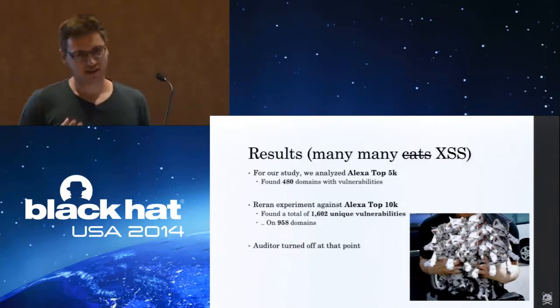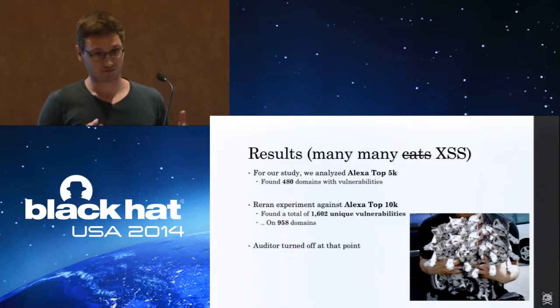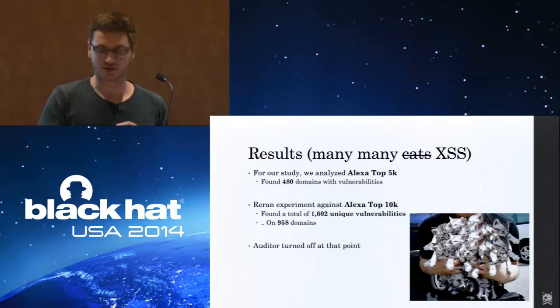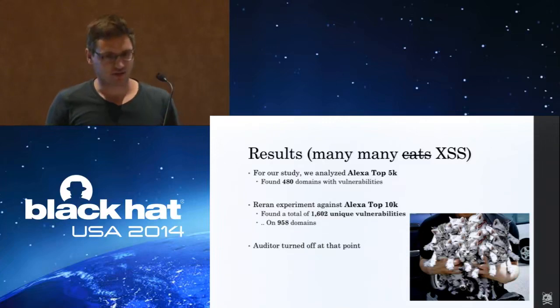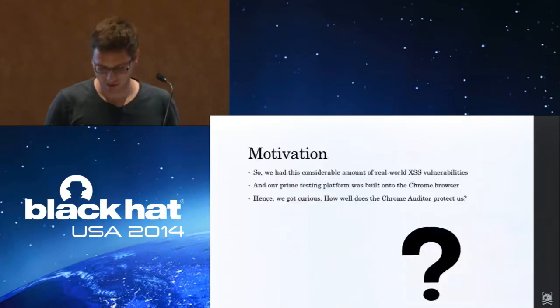In order to validate that this is actually a vulnerability, we said, okay, regardless of the fact that the auditor might block such an exploit, it's still a vulnerability in the server side, or in the client side code, sorry. Just the fact that the auditor blocks it doesn't mean that it's not a vulnerability. So these numbers are actually coming from the auditor being turned off.